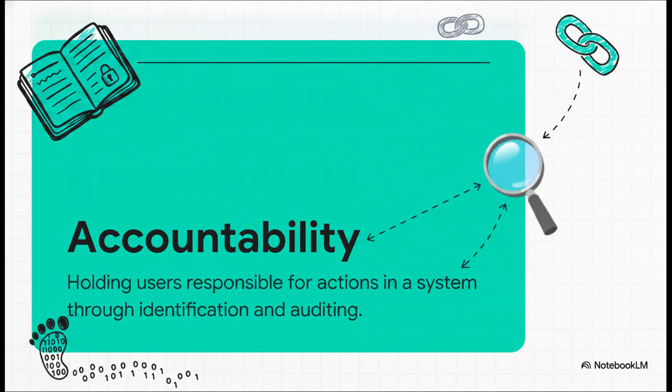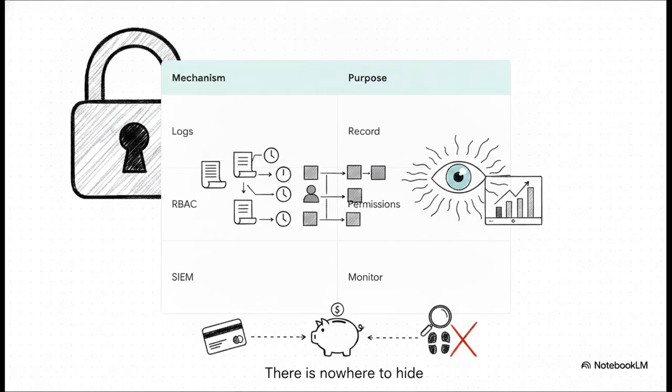And this brilliantly illustrates how accountability is actually enforced through specific mechanisms. We use audit logs to strictly record system activities, rule-based access to precisely limit permissions, and SIEM platforms to monitor absolutely everything in real time.